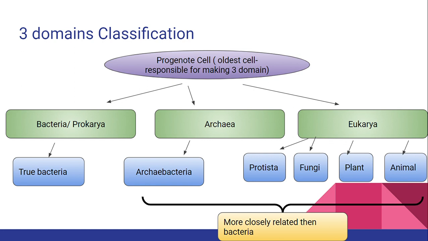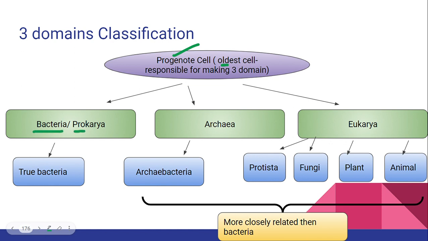Now, this is something very important. Please listen to me very carefully. So we have the three domain classification. In these three domains, we have a cell that is the oldest cell. We call it the progenote cell. The progenote cell is the oldest cell, which is responsible for making the three domains. I told you that Protista evolved from Monera, and so on. Fungi, plants and animals evolved, right? But what about the first cell? There must always be a first cell from which everything evolved, right? So this first cell, we call it the progenote cell or oldest cell, right?